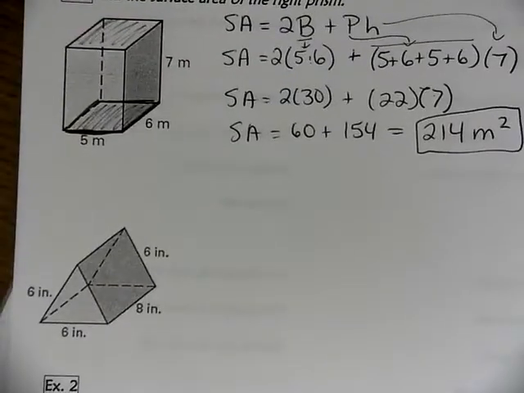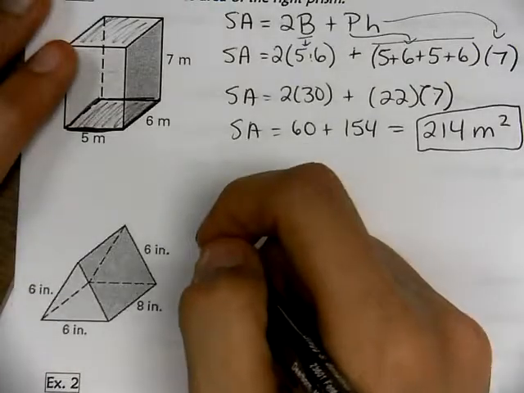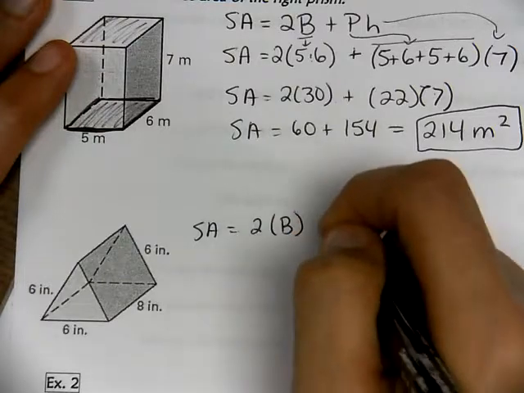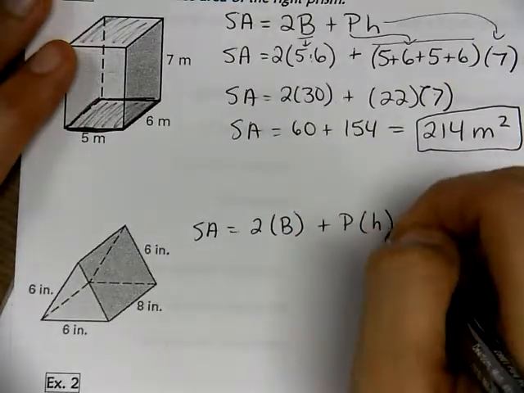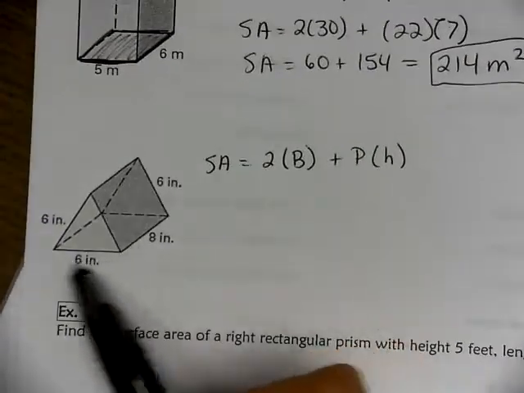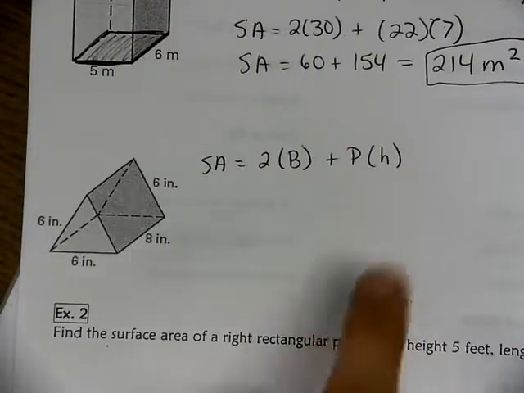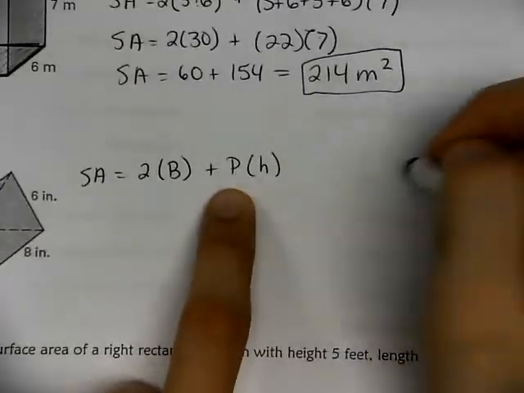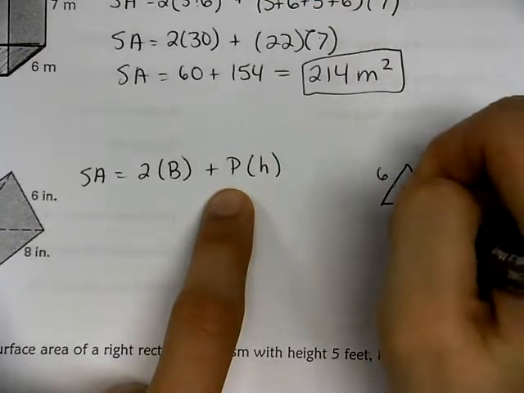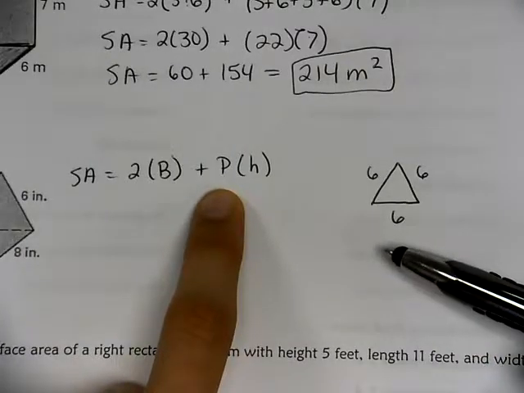So if I look at number 2, this is a triangular prism. So surface area is, remember, 2 times the area of the bases plus the perimeter of the base times the height. Now the base is that 6 by 6 by 6 triangle. I know how to find the perimeter of that, right? I can just add all the 6's.